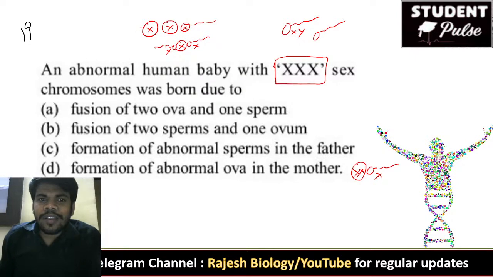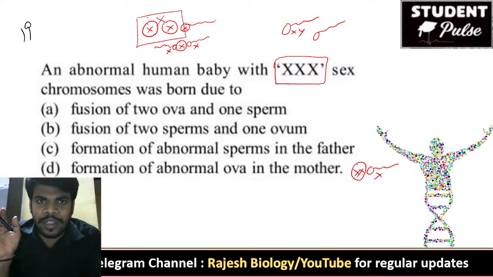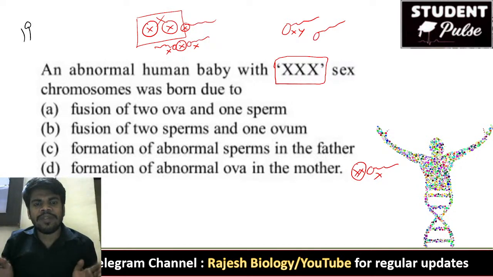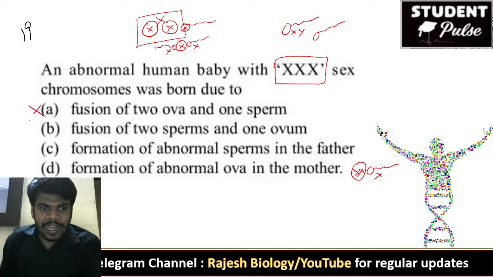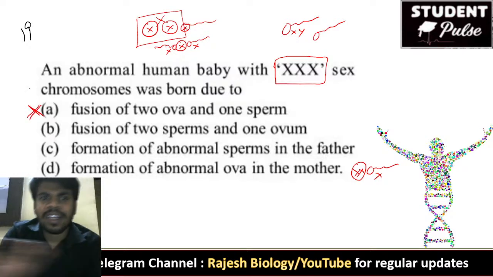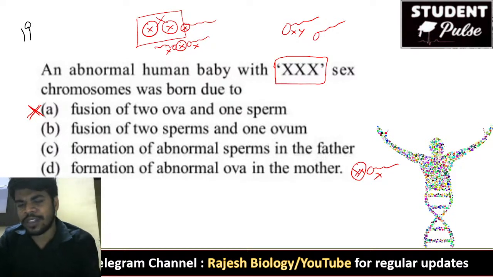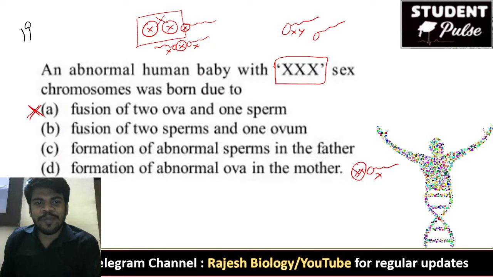You know one thing, two ovaries never fuse. It will never happen. Two ovaries never fuse with one another. Both are different. If they fuse, that is not called fertilization. So A is a completely wrong answer. Never imagine answers like that. Yeah, Sahina. If there is no A, that is D.